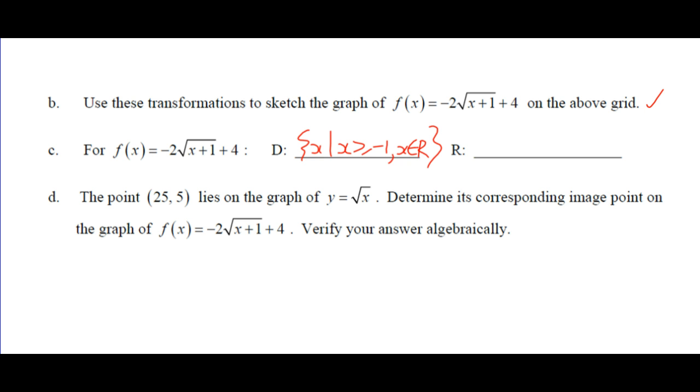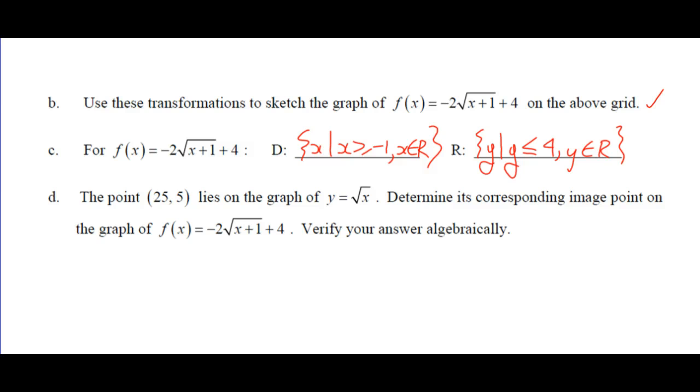There's the whole big formal thing. Right. And what's the range? Yeah. So y is less than or equal to 4. Okay. Now all you really need is just x is greater than or equal to negative 1, y is less than or equal to 4.